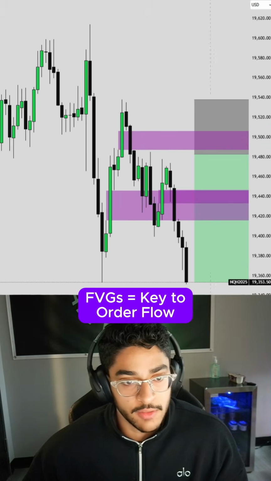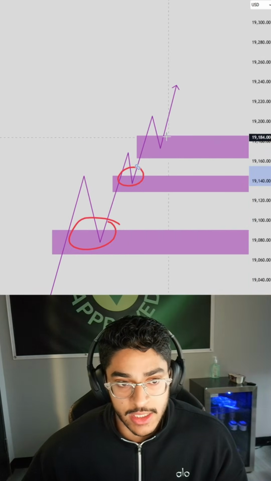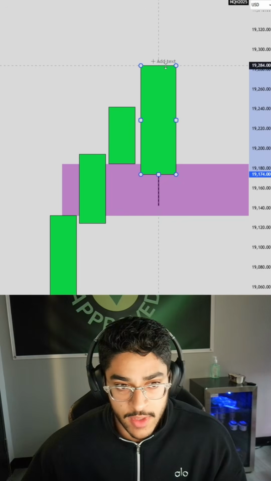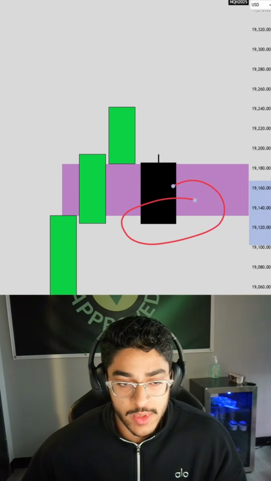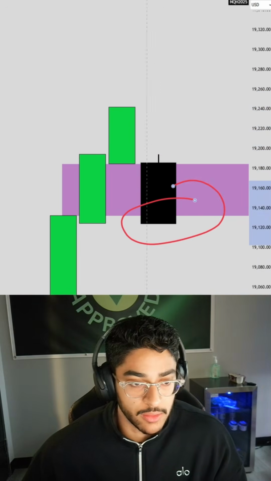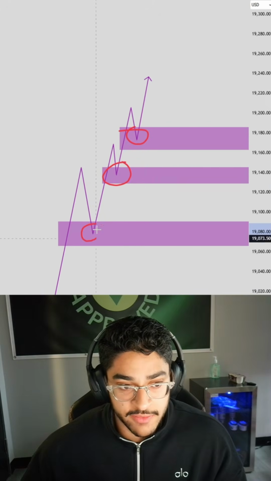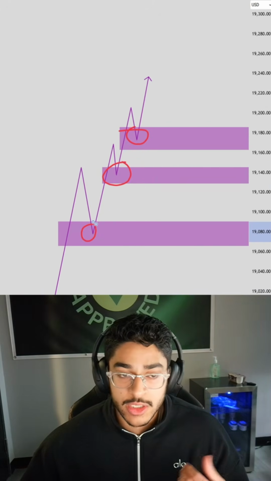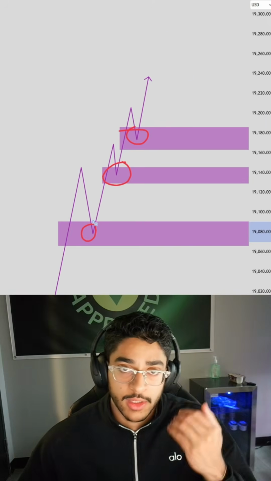Inversion, inversion, inversion. When the market revisits an FVG, it does one of two things. It either bounces right out of it or it inverses it. The difference between these two reactions tells us everything we need to know. When the market is continually bouncing out of bullish FVGs, this is telling us that order flow is bullish and bullish PD arrays are being respected, so we're likely continuing higher.